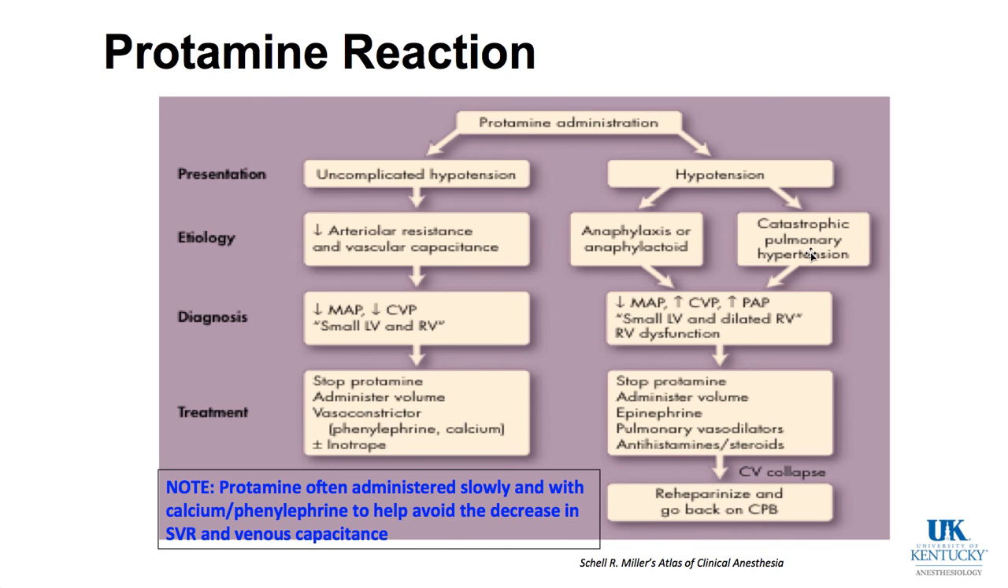So what you will see is severe hypotension, elevation in CVP as the right heart pressures go up, pulmonary artery pressures are going up, and the right ventricle on echo looks big and failing, while the left ventricle is banging away and very small. So it's RV dysfunction, big old dilated right ventricle. Stop the protamine.